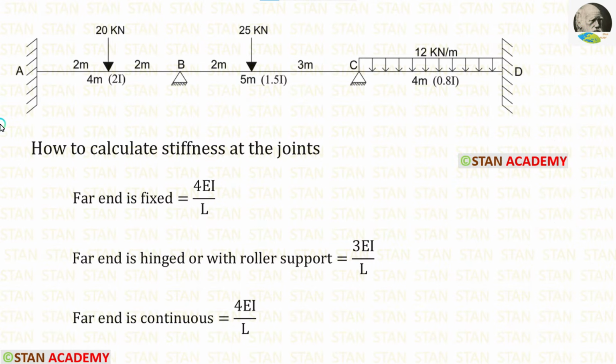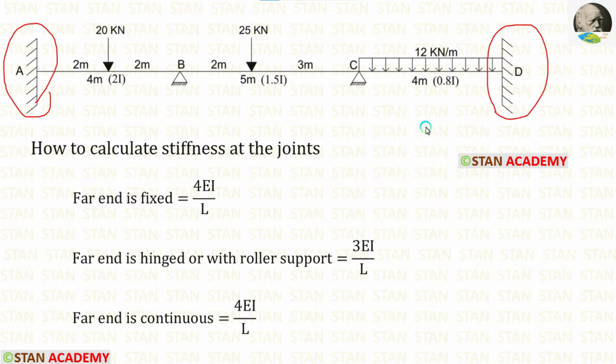In the moment distribution method, we have to find the distribution factor. We have to find the distribution factor only on the joints because in the ends we can easily say the distribution factors. In the fixed ends, the distribution factor will be 0. In this beam, we are having two fixed ends. In the point A and in the point D, we are having the fixed ends. So, in these ends, the distribution factor will be 0. So, the distribution factor for AB and DC will be 0.